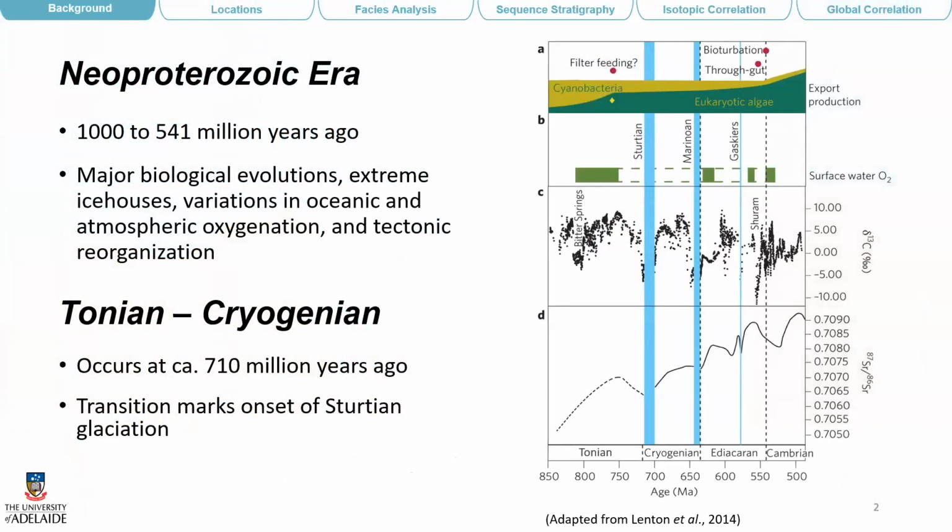I'm not even going to bother covering this because Jared did a really good intro of why the Neoproterozoic is so important, and I think everyone here knows that. And as Alan said, I'm really just focusing on that transition into the Cryogenian, which is where we have the first of the Cryogenian glaciations, which is the Sturtian.